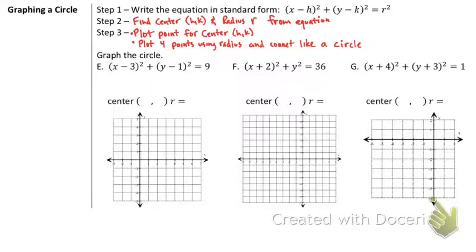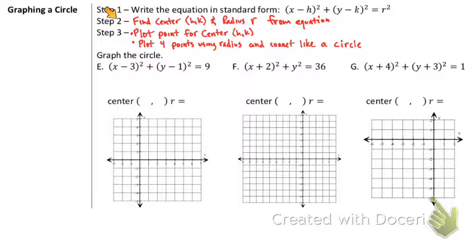Okay guys, so now let's graph an equation of the circle. Here's our steps. First step we want to do is make sure we have the standard form of the equation of our circle. So it looks like this. Okay? So let's do this as we do example E. So if you look, example E, we already have standard form of the equation.